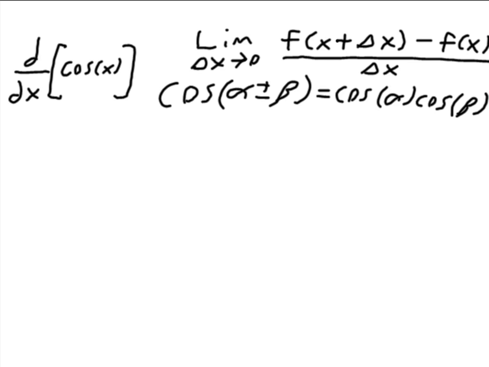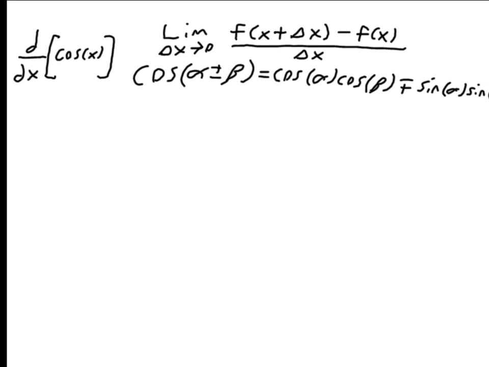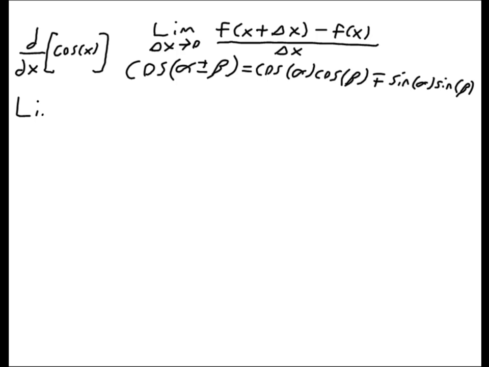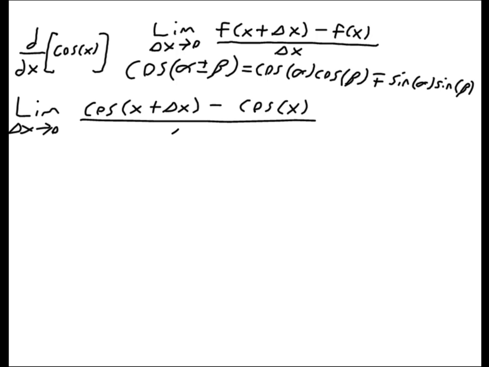So to begin, let me go ahead and write out our definition for the derivative of the cosine of x. It's the limit as delta x approaches 0 of the cosine of x plus delta x, because cosine of x is our f of x, minus the cosine of x, all divided by delta x. So to evaluate this limit, we'll use our sum of angles identity.